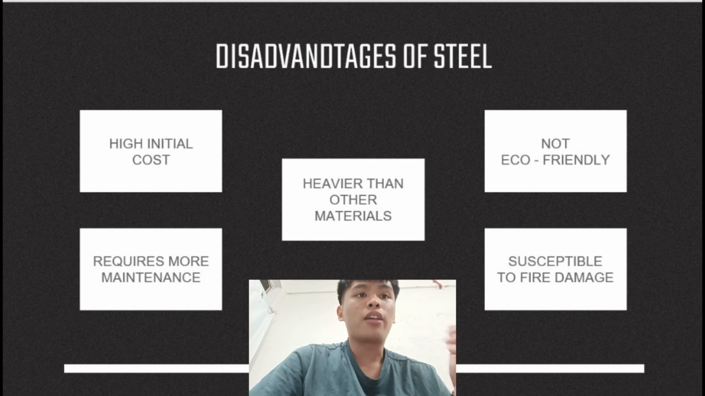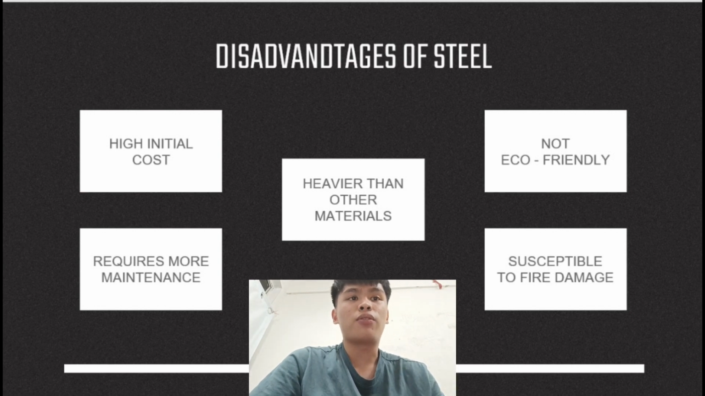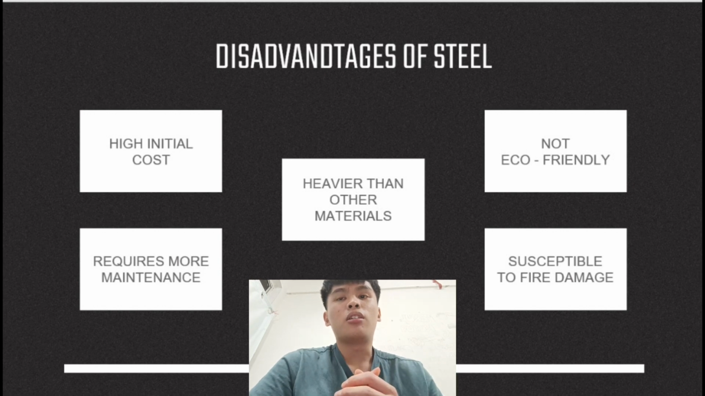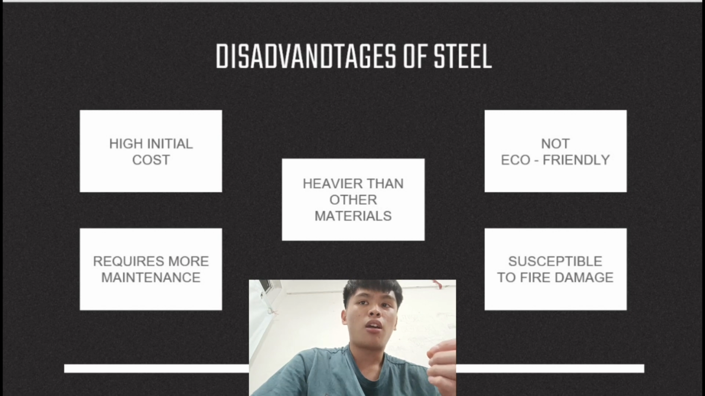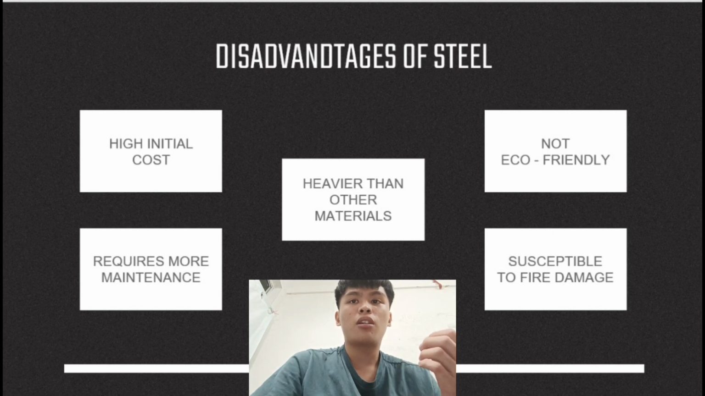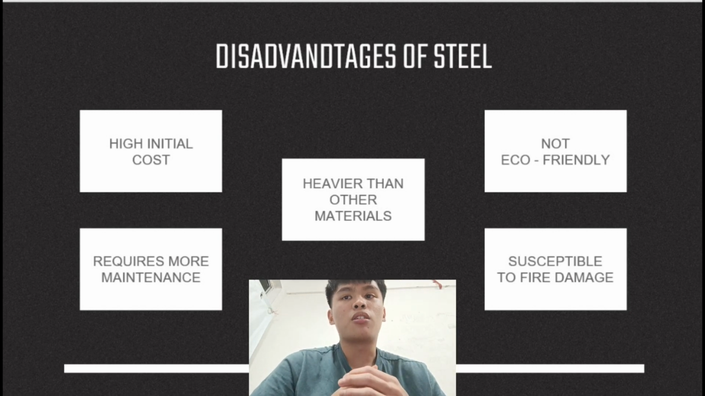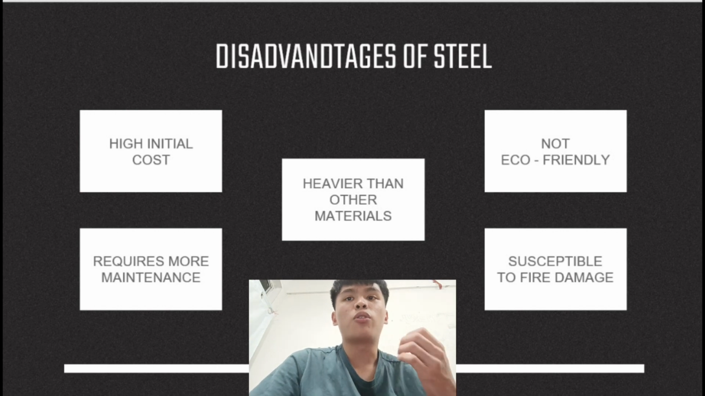Other than that, steel is heavier than other materials such as concrete or wood. This can make transportation and installation more difficult and expensive. Plus, the extra weight can put additional stress on the foundation of the building.